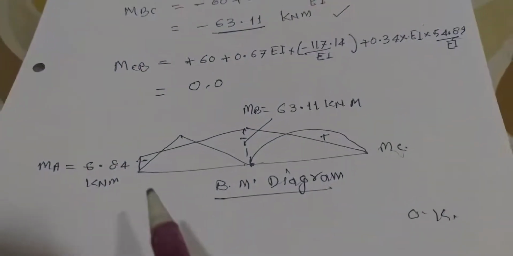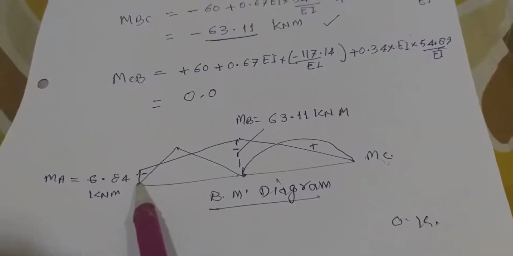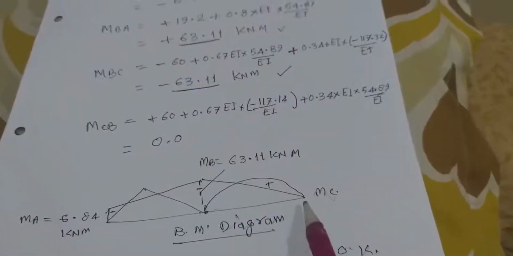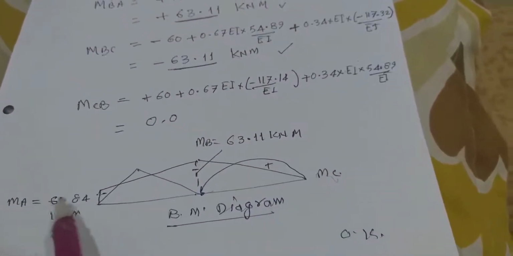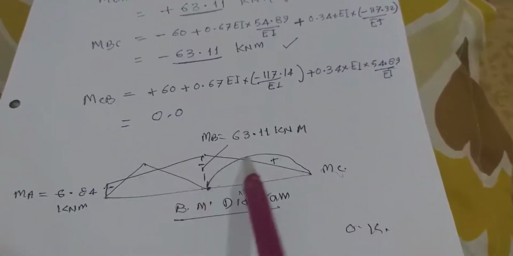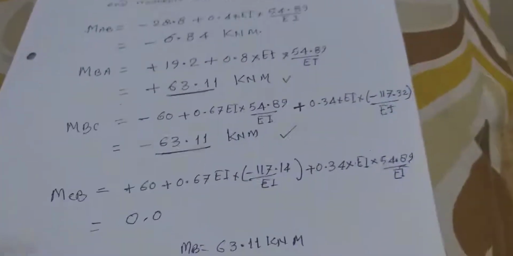And now, drawing the bending moment diagram, we can say this is the fixed end moment at A, this is the fixed end moment at B, this is the final moment at C, this will give the WAB by L, and this is WL square by 8. So this way we can find out the final bending moment diagram.